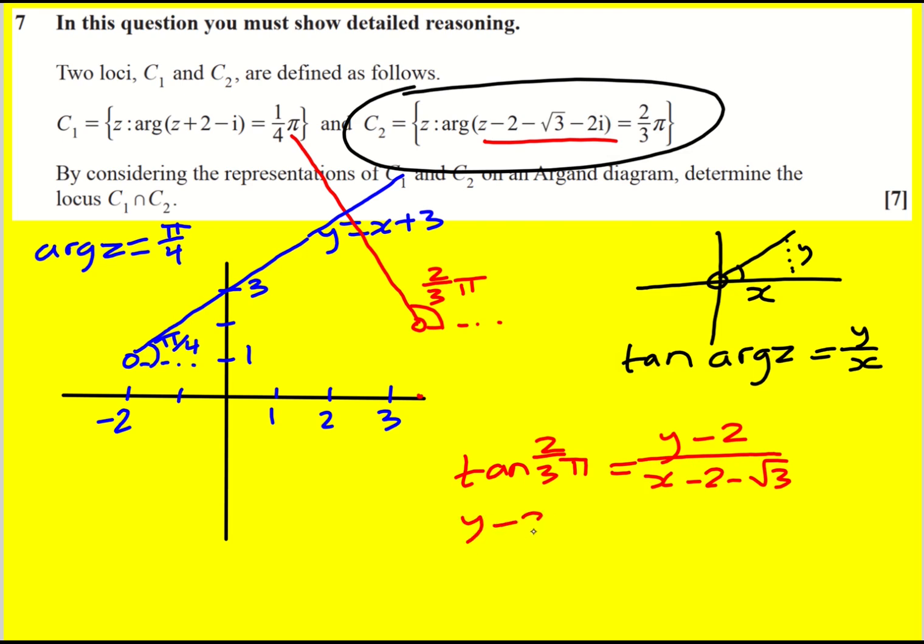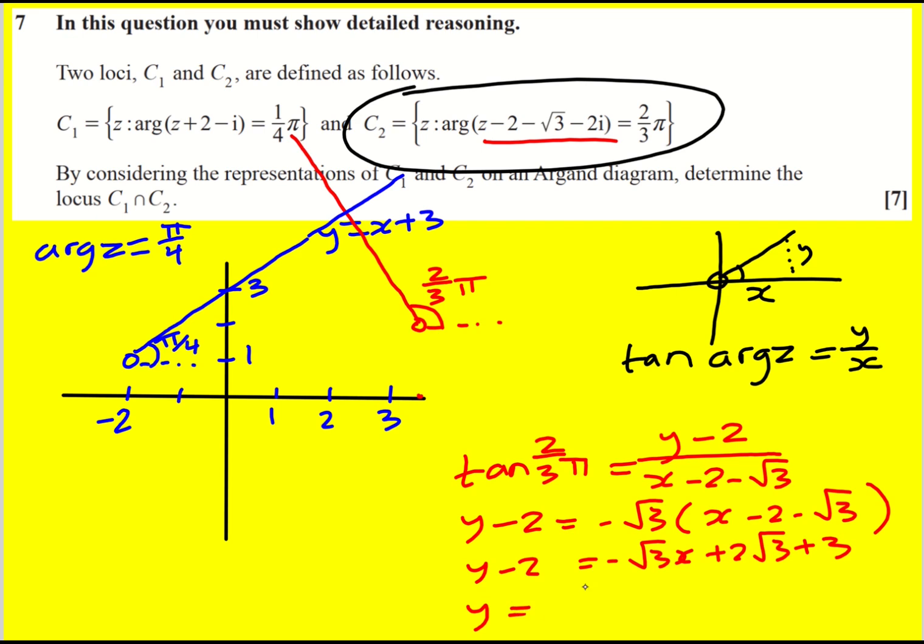So y minus 2 is going to equal minus root 3 times x minus 2 minus root 3, which is minus root 3x plus 2 root 3 plus 3. And hence y is equal to minus root 3x plus 2 root 3 plus 5. So I've got these two, I'm just going to underline them. I've got these two equations, and let's just look at the loci now.